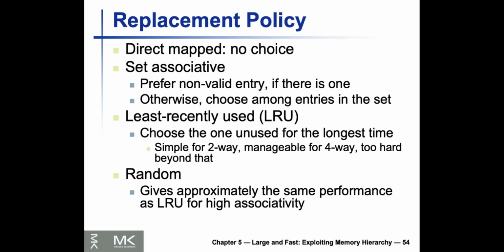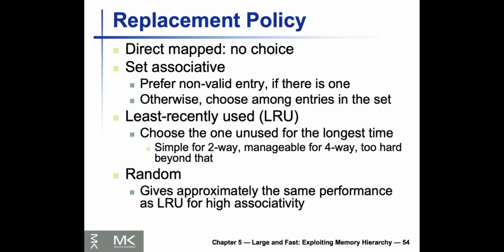For instance, let's just wrap this one up, because before we start the question, the replacement policy we're going to use only when we have n-way set associative. Because in direct map, we have no choice. We have only one choice to use, right?